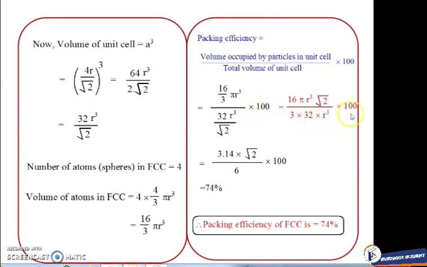Now when we simplify this, it is equal to 3.14 into root 2 by 6 into 100, that is equal to 74%. It means the packing efficiency of face-centered cubic cell is 74%. So 74% space is occupied by the particles and 26% space is empty or free.